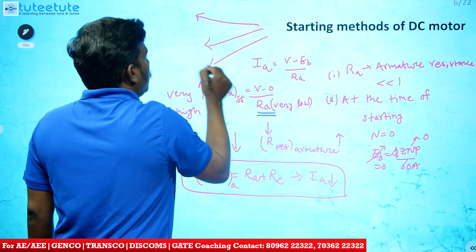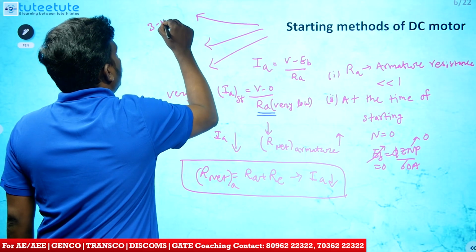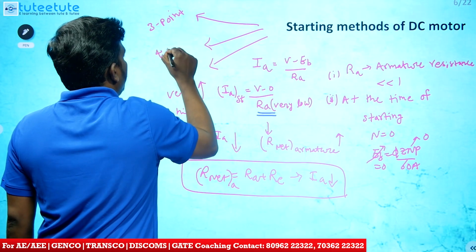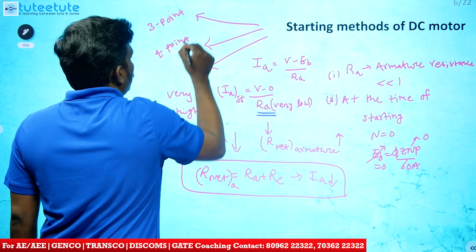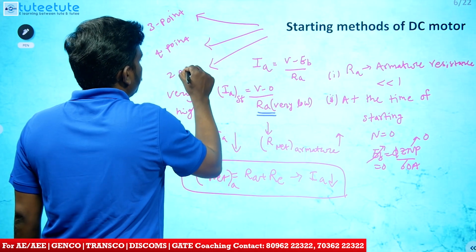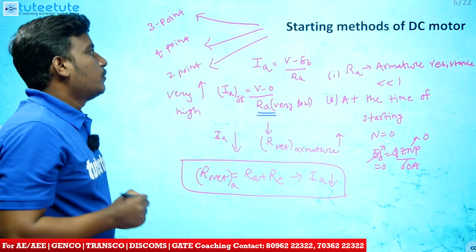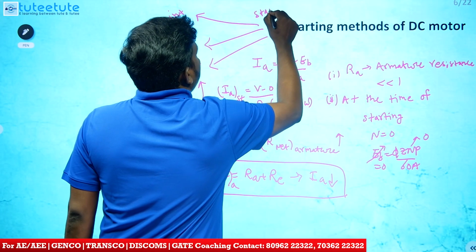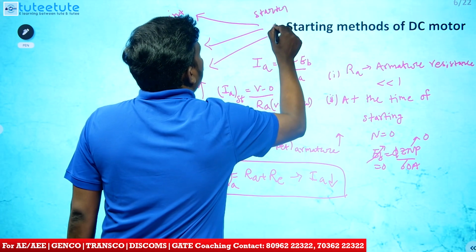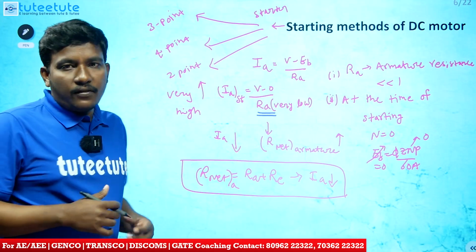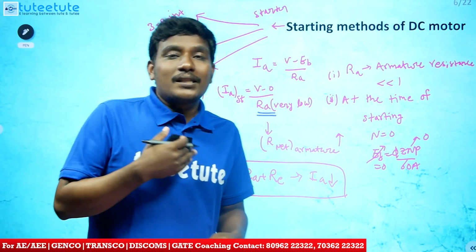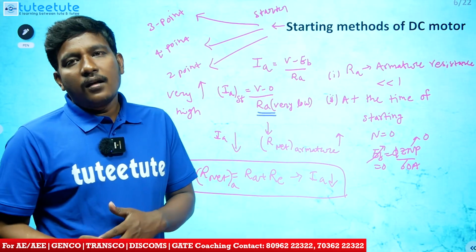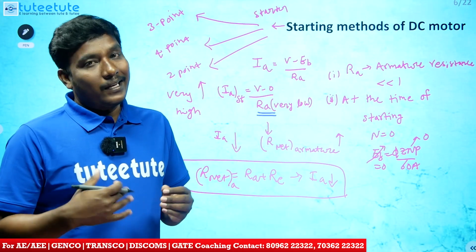Based on the external resistance inclusion, we classify the starting methods into three types: 3-point starter, 4-point starter, and 2-point starter. A starter is a device which reduces the starting current during starting time and normalizes the circuit of the motor during running condition.